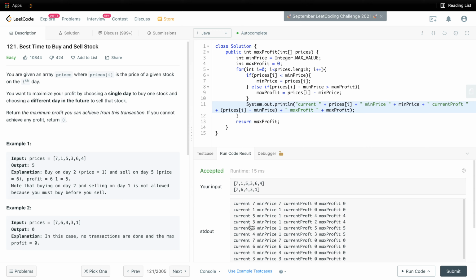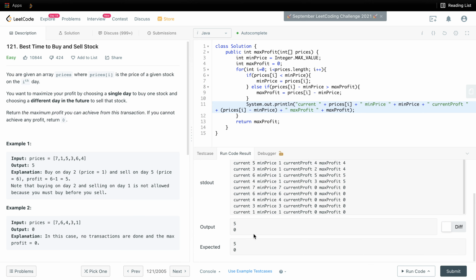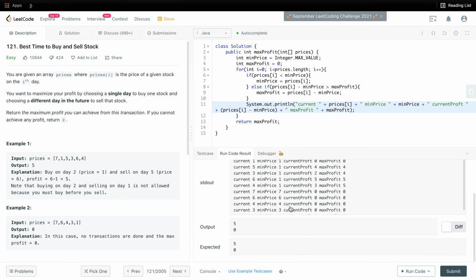In the next iteration, the current price was 3, our current profit was 2, and max profit was still 4. But in the very next iteration, we got current price as 6, and our current profit was 5, which was the maximum profit till now. And after that, we could not find better profit, and that's why we returned 5. And this is the solution.